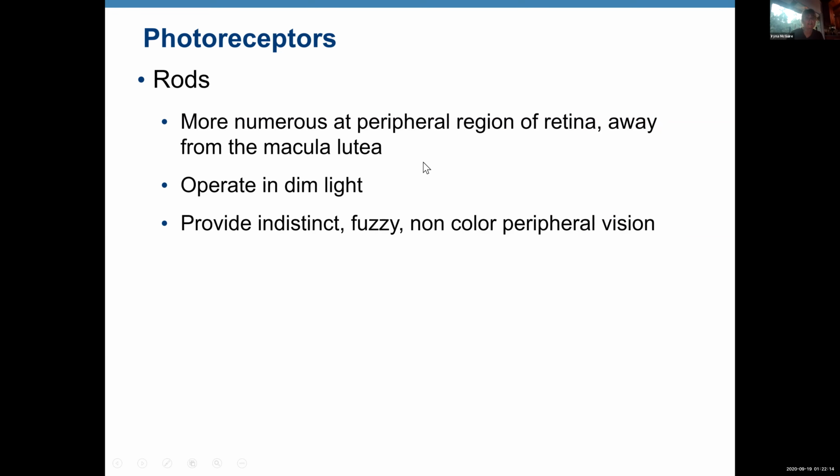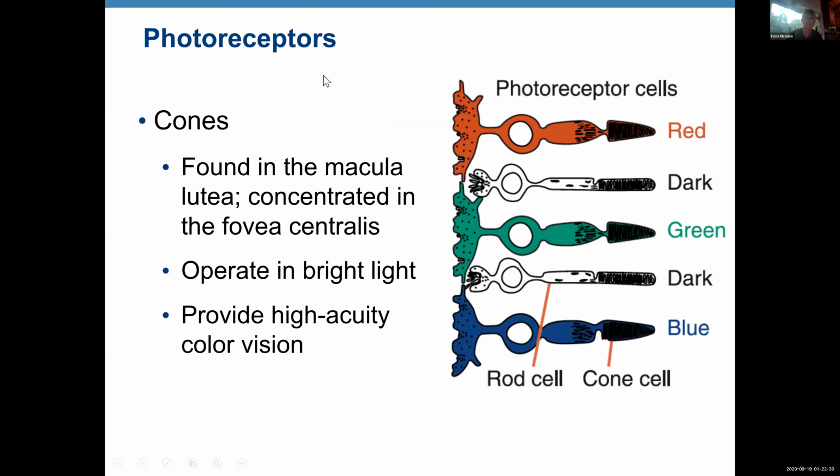Now, photoreceptors. Rods are more numerous at the peripheral region of the retina, away from the central part called the macula lutea. They operate in dim light and provide indistinct, fuzzy, non-color peripheral vision. And cones are found in the macula lutea, a special part of the retina where you have your sharpest vision. They are concentrated in the fovea centralis.